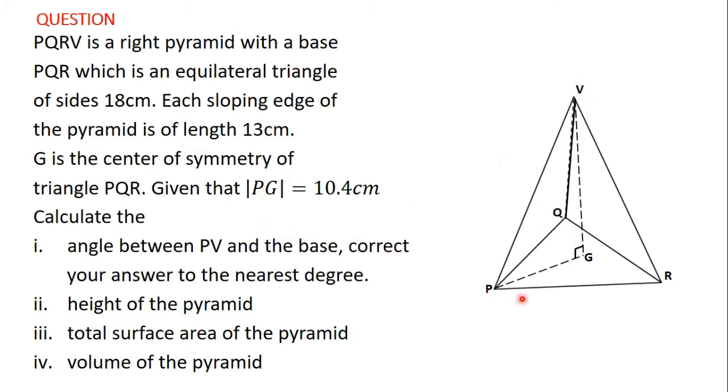It goes on further to tell us that G is the center of the triangle PQR. And the distance from P to G, as we can see in this diagram here, is 10.4 centimeters. And we are supposed to calculate the angle between PV and the base. We should calculate the height of the pyramid, the total surface area of the pyramid, and the volume of the pyramid. We will solve the first two questions in this video.